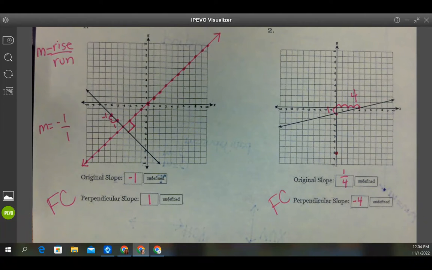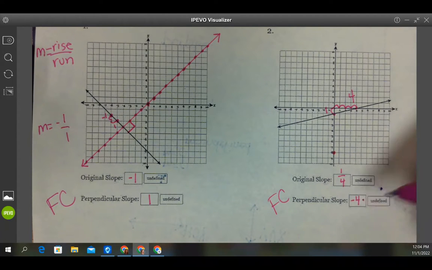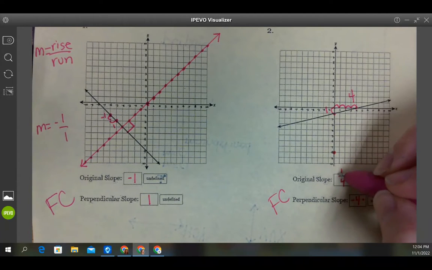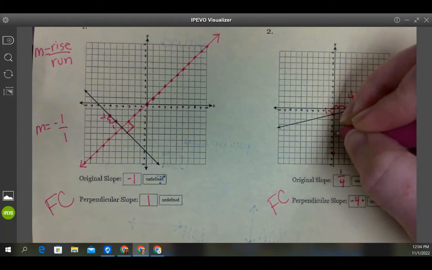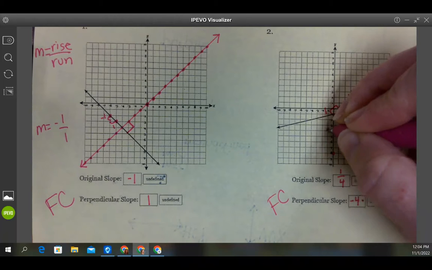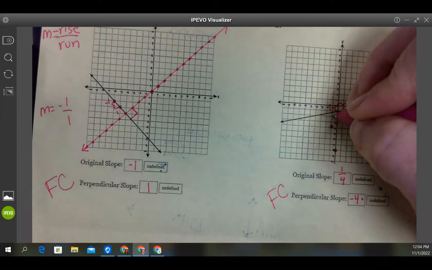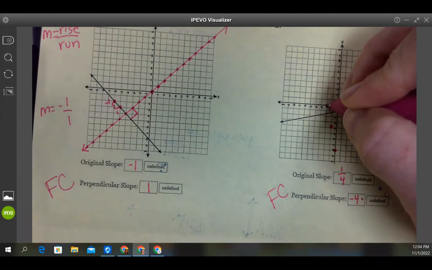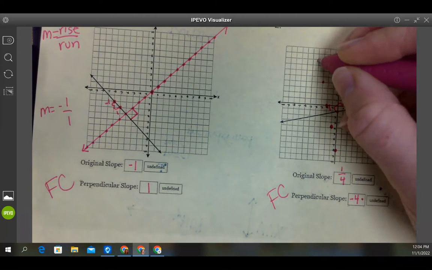So how can we find another point? Nope. We want the perpendicular one. Down 4, can't do it. So what do we need to do? Up 4 and left 1, right? Up 4, left 1. Up 4, left 1.